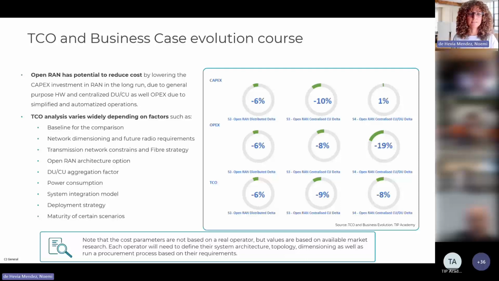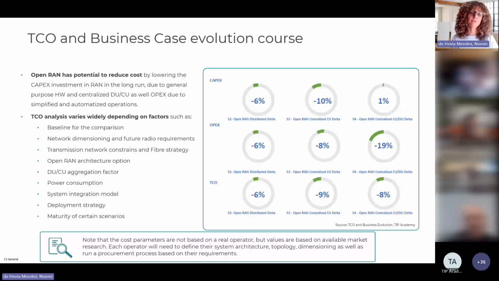It started with the distributed scenario, where the RU, the CU, and the DU are in the site. There is an expected lower cost over time in hardware and software, as well as cost efficiencies that automation brings for both CapEx and OpEx. When moving to a centralized CU scenario, the second one, we can see additional benefits because we are moving the CU to a centralized location and we need less equipment.